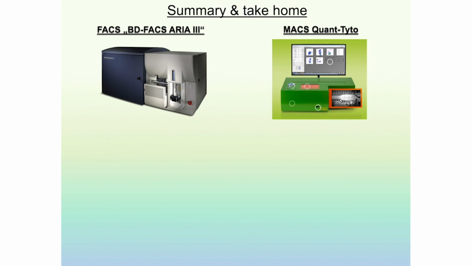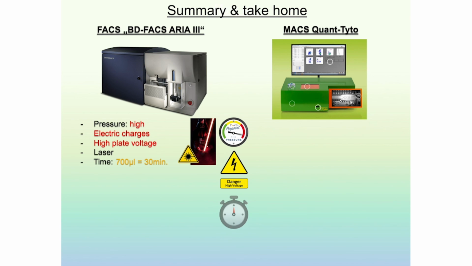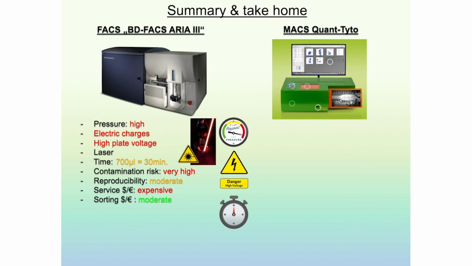And the big difference is, so first of all, in the FAC sorter, the pressure is quite high. We have electric charges, we have a high plate voltage that is all dangerous to our cells. Still, of course, we have the laser, and to my experience, I can sort 700 microliters in 30 minutes. The contamination risk is quite high. The reproducibility is moderate, service is very expensive, sorting costs are moderate to low. And we can sort blue, green, red, and far red.